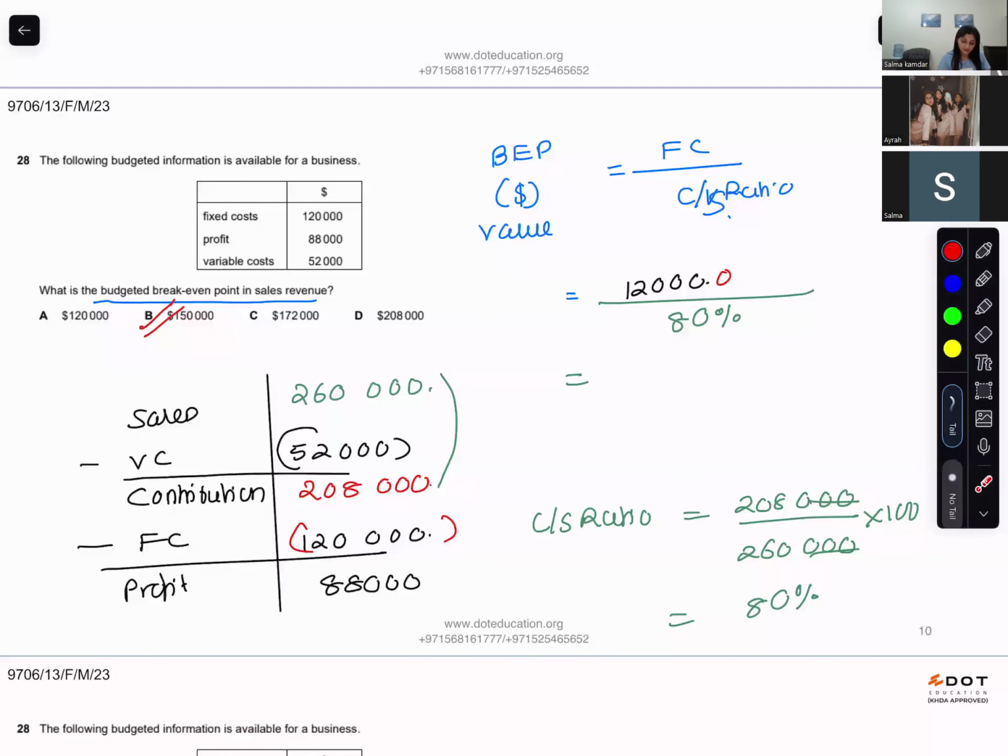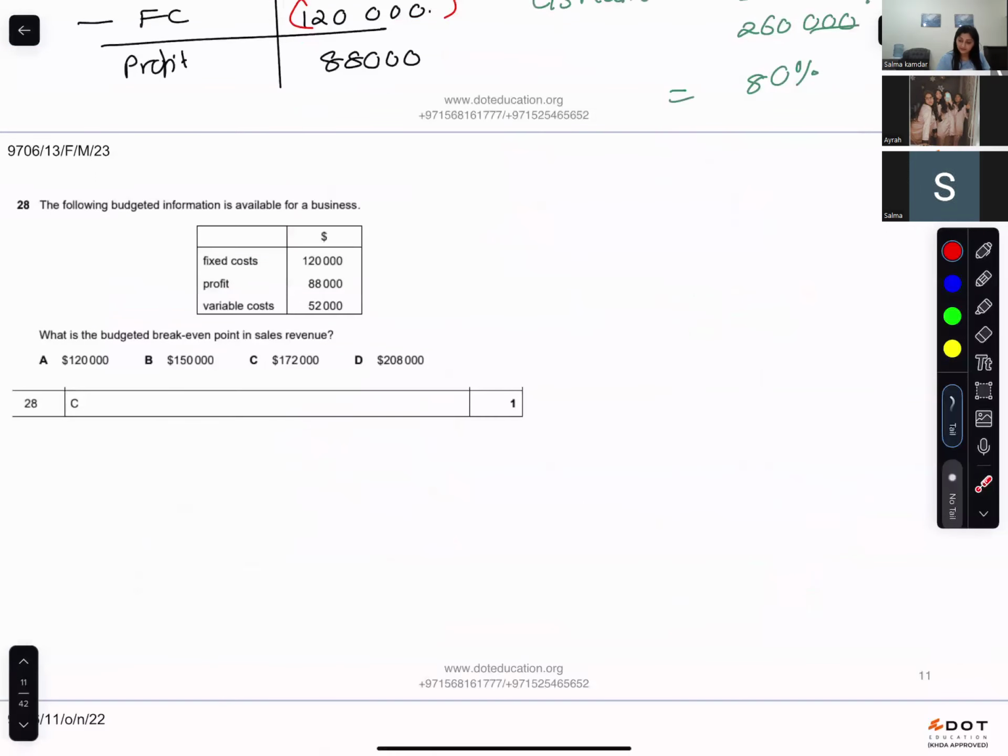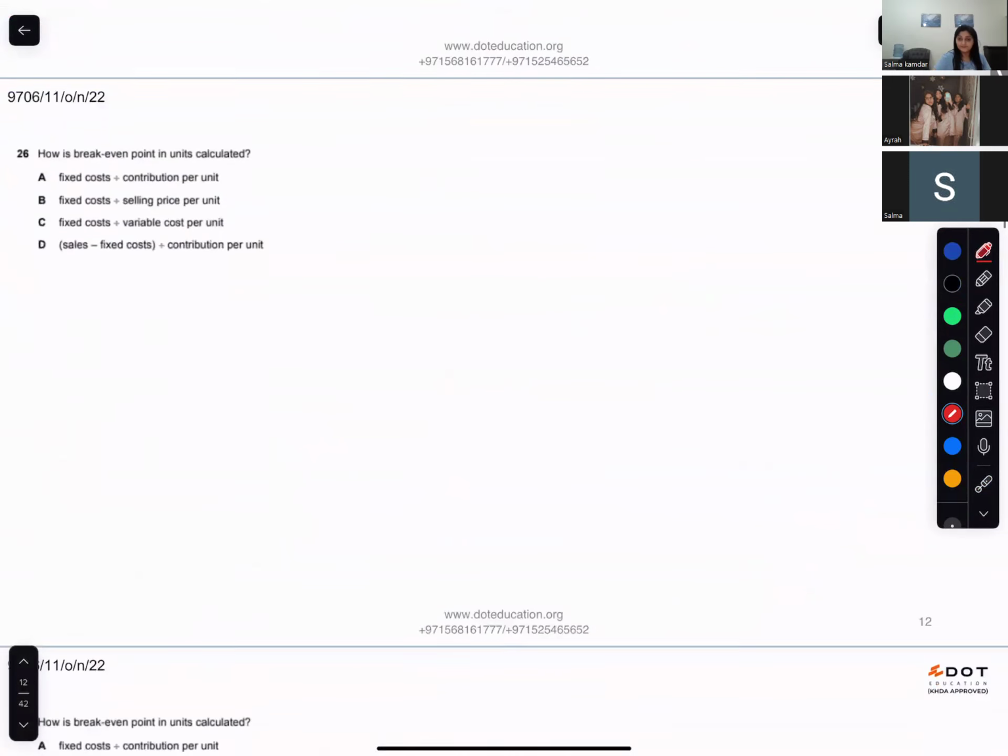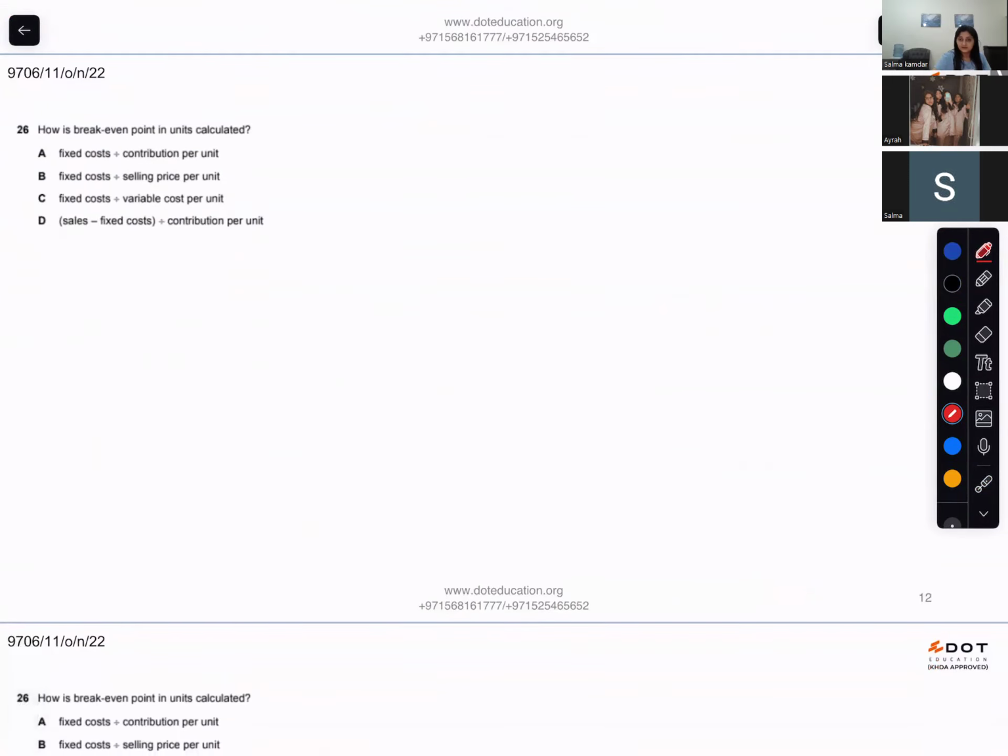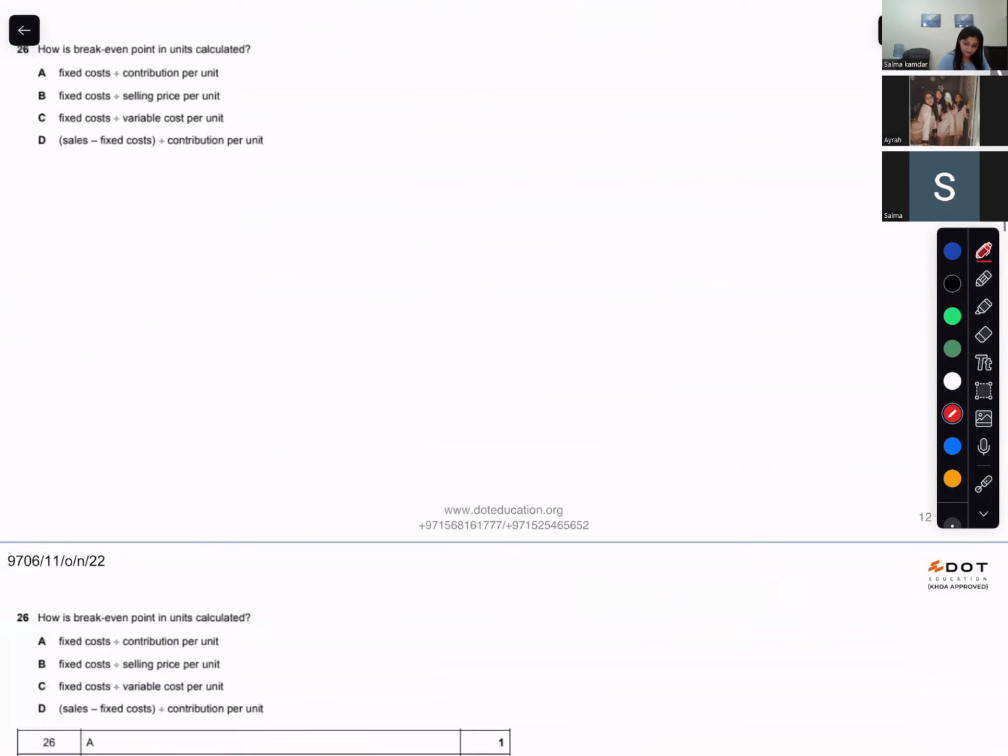The answer is option B only. This is wrong over here. Go ahead. How is break-even point in units calculated? Fixed cost divided by contribution per unit. Which option? A.